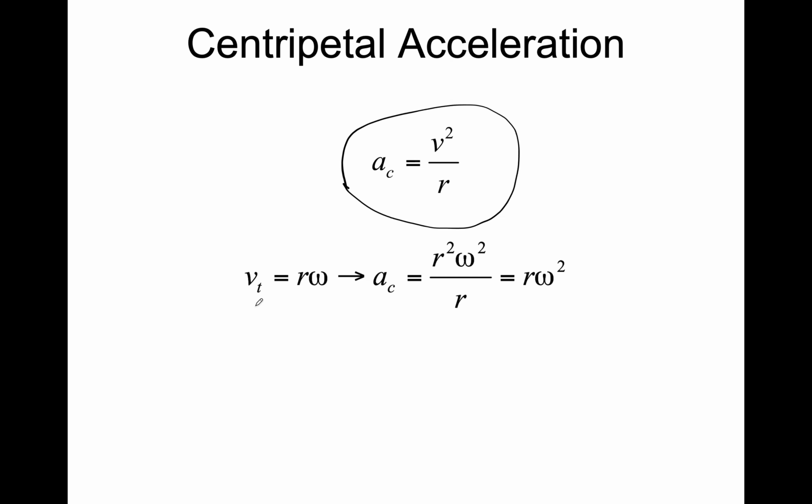Okay, and we just learned tangential velocity is r times omega. So we can replace v by r times omega. And so centripetal acceleration can be calculated using those two expressions: tangential speed squared over r, or r times omega squared. They are equivalent. Which one to use to calculate centripetal acceleration depends on what the problems give us for the values, right?